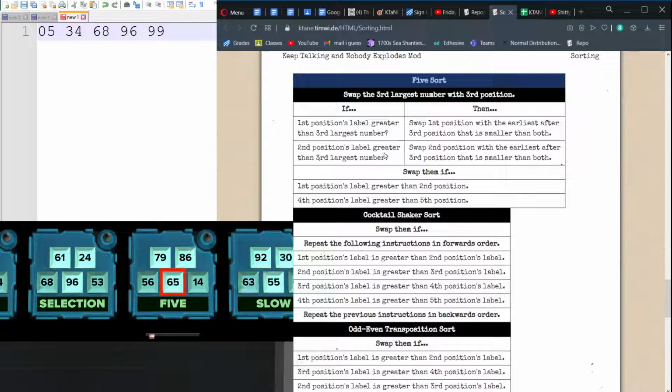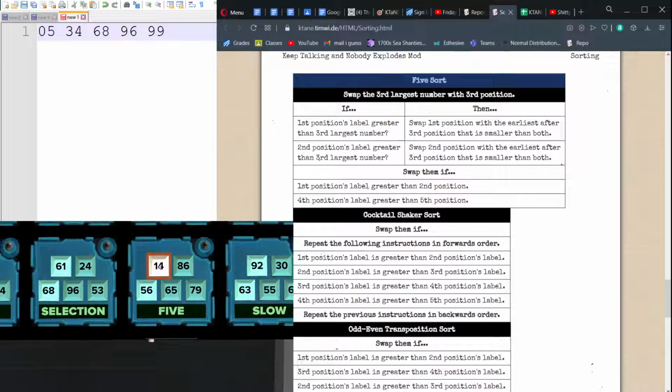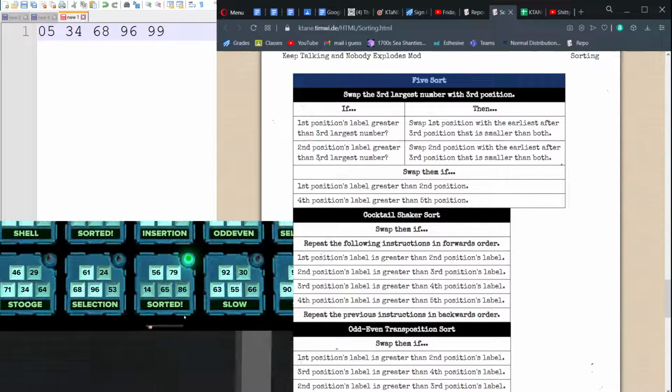So, well, we do the same with 2. So if 2 is higher than the sort of pivot point, then we're going to swap it with the one that is earliest after the third position that is smaller than both. So again, we're going to take the 79, and we're going to swap it with the one smaller than this one, so we're going to swap it with this 14. And then we sort the individual sides, so we swap the left half and the right half.